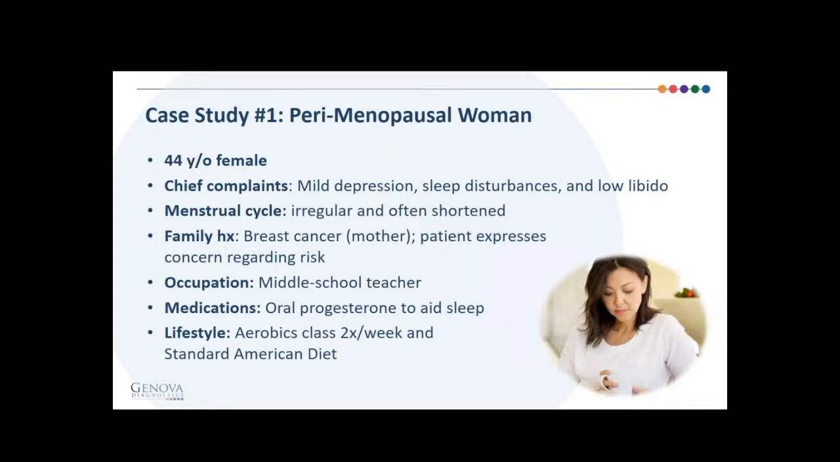So case study number one, a perimenopausal female. She's 44 years old. Her chief complaints, mild depression, sleep disturbances, and low libido. Her cycle is irregular, but it's often shortened. Remember, irregular is a component of perimenopause. Shortened is likely in that follicular phase. Her family history, breast cancer, mother, so risk factors to take into account. Patient expresses concern regarding risk.